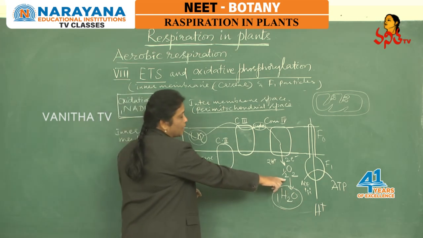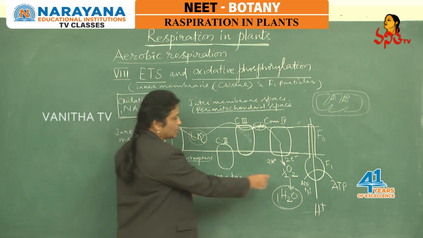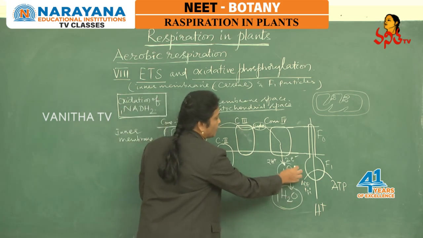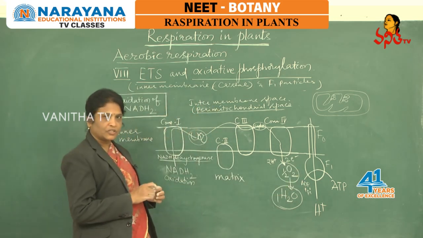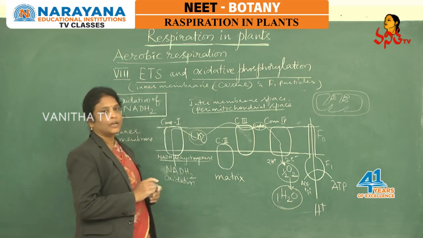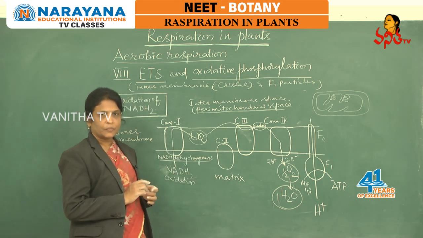And this is the terminal acceptor of electrons. Oxygen is the terminal acceptor of electrons in the electron transport system. Okay, that is the actual role played by oxygen in aerobic respiration.